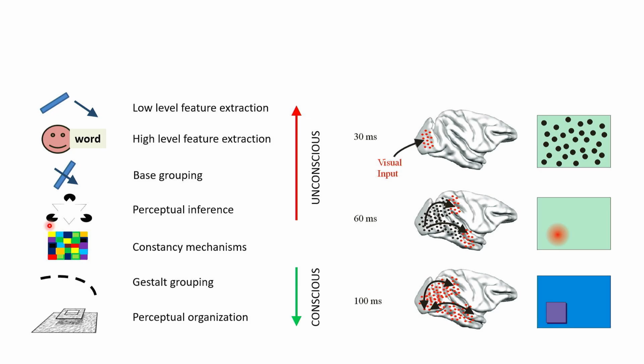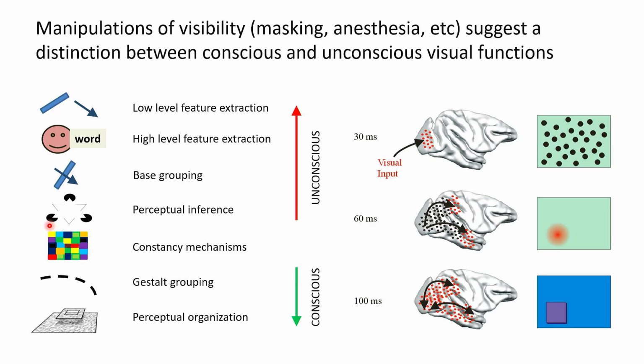So yeah, all these findings, to just go over them quickly and summarize them. Any manipulation of visibility, like masking, anesthesia, etc., suggests a distinction between conscious and unconscious visual functions, being that the unconscious visual functions typically are these low-level feature extractions, the high-level feature extractions, the base groupings, maybe perceptual inference and constancy mechanisms. As I said, these are sort of middle ground. But definitely the Gestalt grouping and perceptual organization, which depends on these recurrent interactions, is not happening during unconscious states. It's only happening in conscious states.